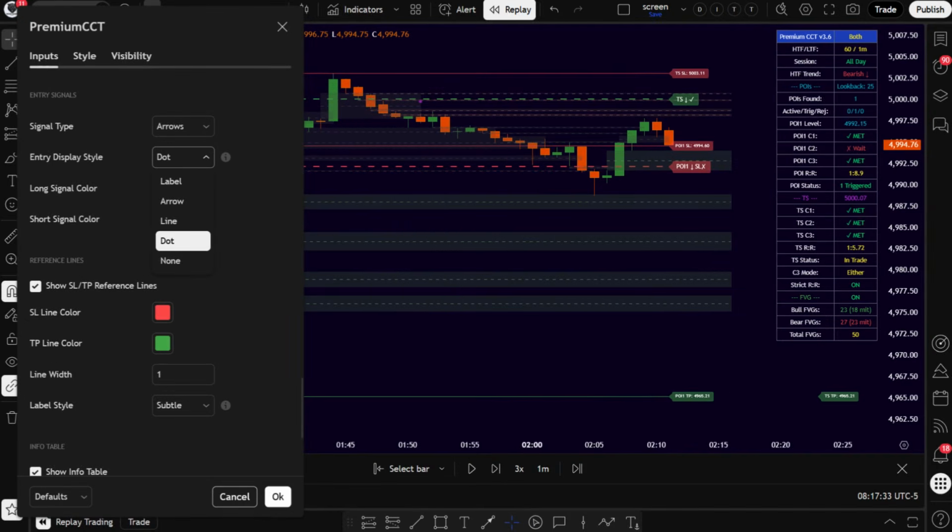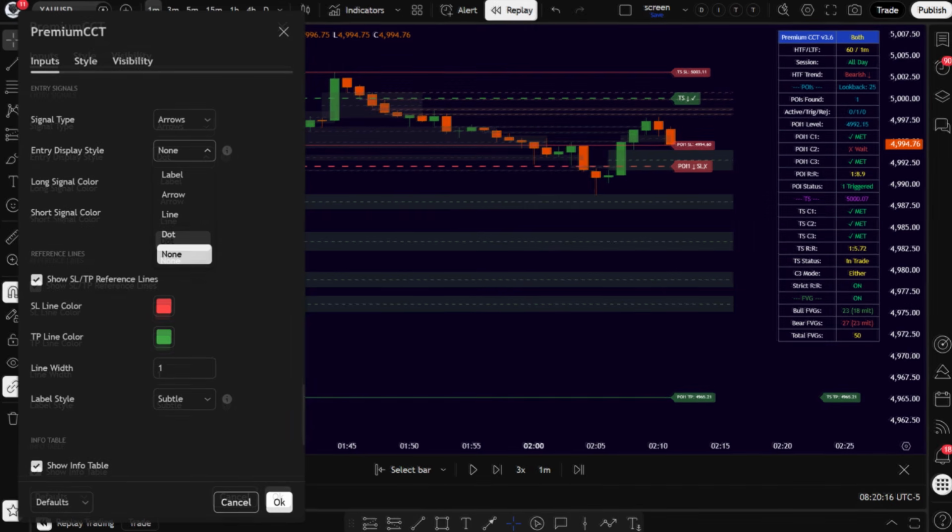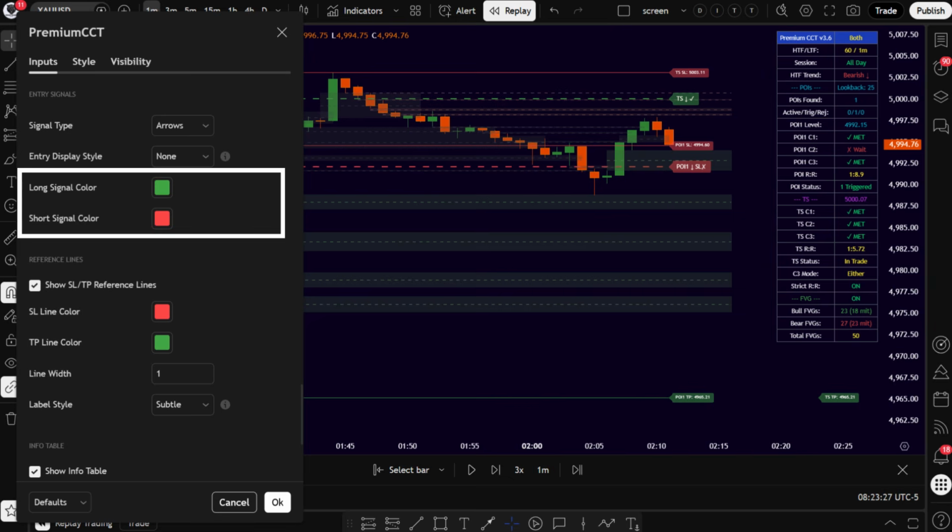Dot gives you the most minimal approach. It's just a simple dot marker positioned to show entry direction. The cleanest chart possible while still marking entries. And none removes all visual markers at entry. You'll still see all the information in lines and the table, but your chart stays completely clean. You can customize the long signal color and short signal color as well, defaulting to green and red respectively.